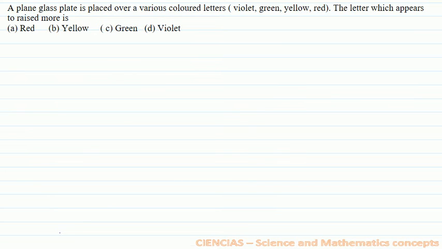The question is: a plain glass plate is placed over various colored letters. The colors are violet, green, yellow and red. The letter which appears to be raised more is option A red, option B yellow, option C green, option D violet. So first of all we see what is given to us.